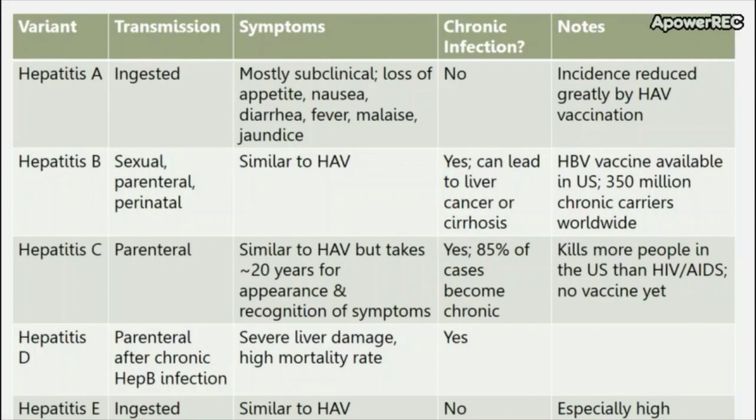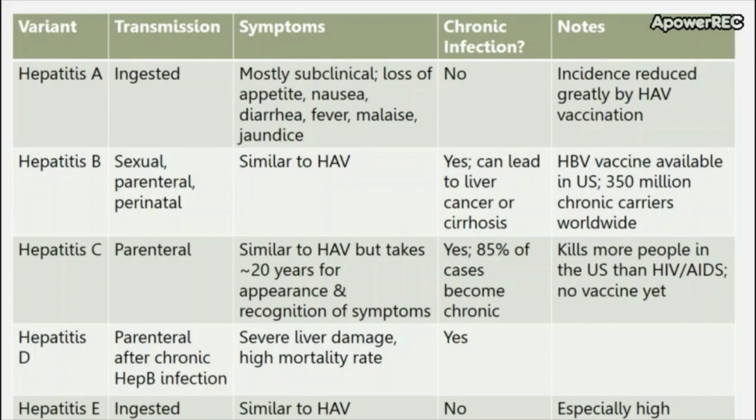Hepatitis B is transmitted through the sexual, parenteral, and perinatal routes. It's similar to Hep A, and yes, it can lead to liver cancer or cirrhosis. There is an HBV vaccine available in the US. There are 350 million chronic carriers worldwide, mostly in Africa and Asia.